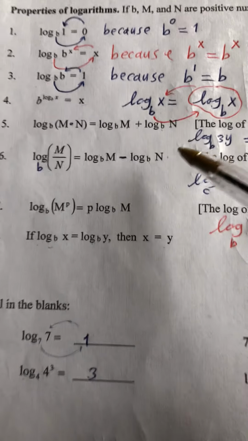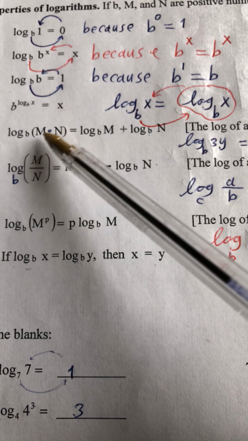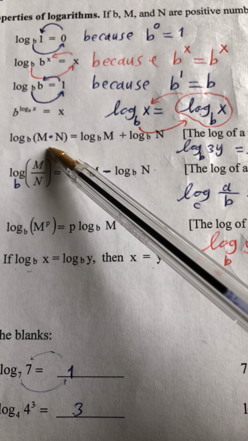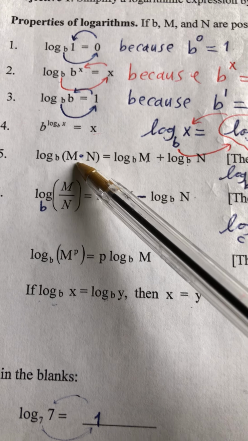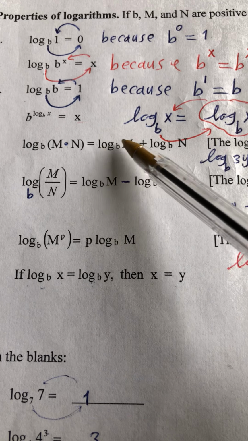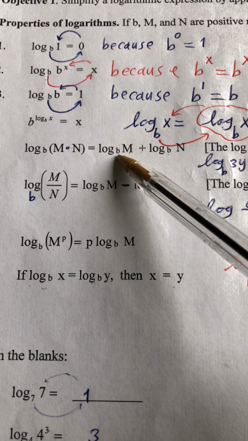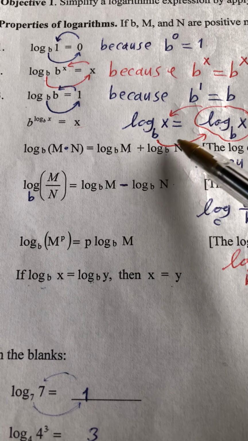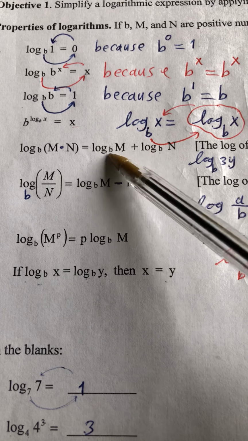5. Log of the product, m times n, is the sum of the logs. So if we have the product m times n, this is equal to log m with the same base here, b, plus log n with the same base. So log of the product equals the sum of the logs.